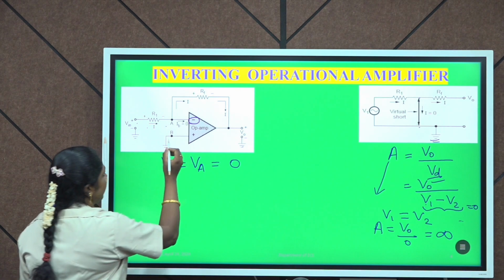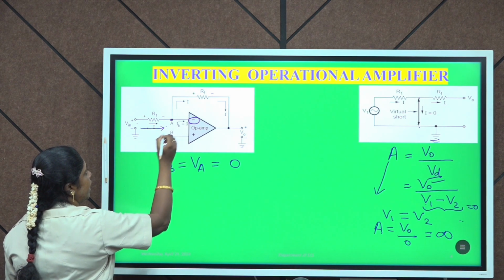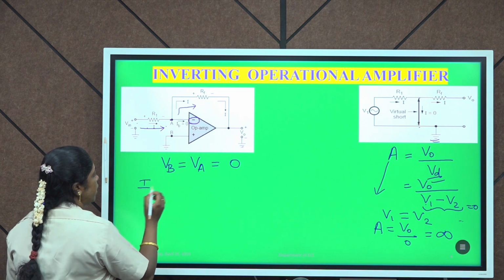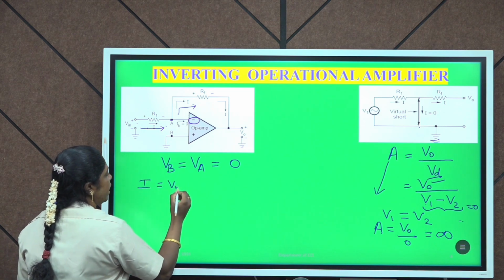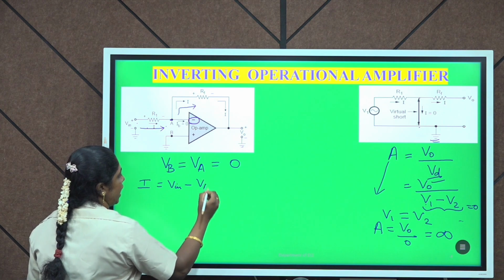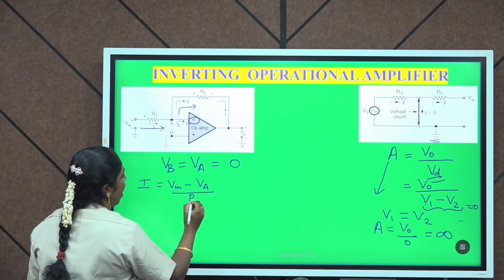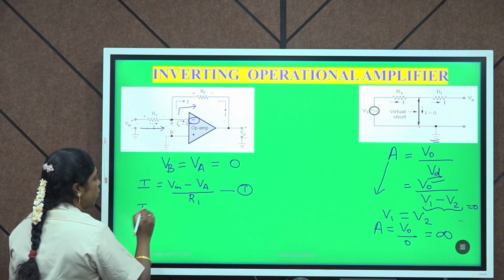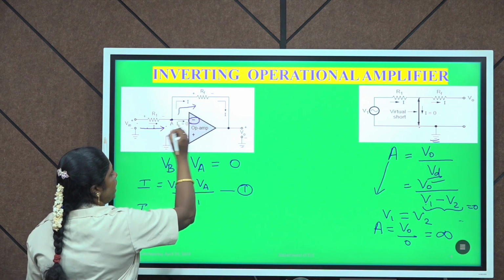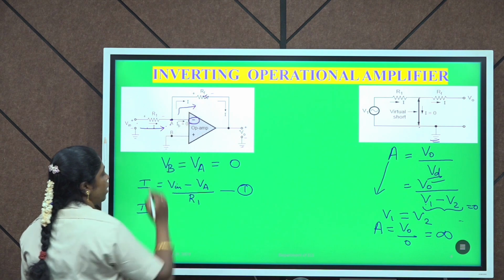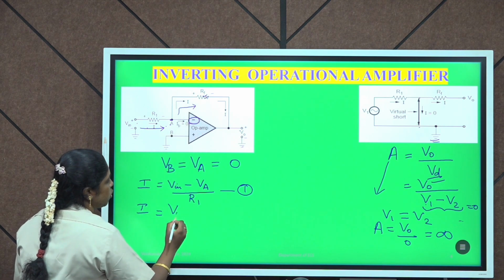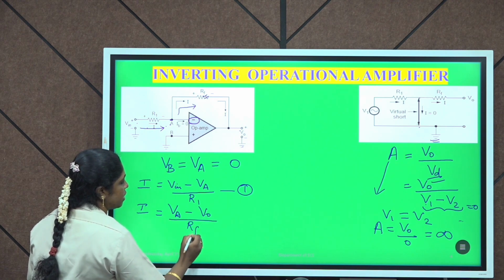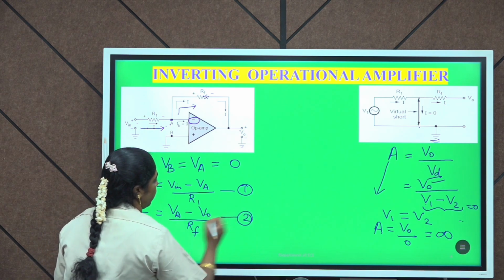We can write the equation as: the current entering the node is equal to the current leaving the node. The first equation: I is equal to Vin minus Va divided by R1, the input resistance R1. Second equation: I is equal to Va minus V0 divided by the feedback resistance Rf.